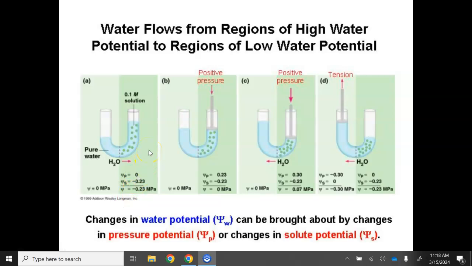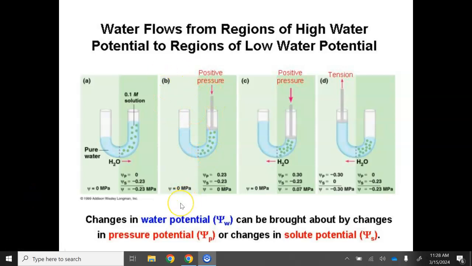And so water always moves from the area of higher water potential, the bigger number, to the area of lower water potential. Therefore, 0 is a bigger number than negative 0.23. Water is going to overall move to the right. So again, this is like an animal cell because there's no cell walls pushing back, so no pressure component.